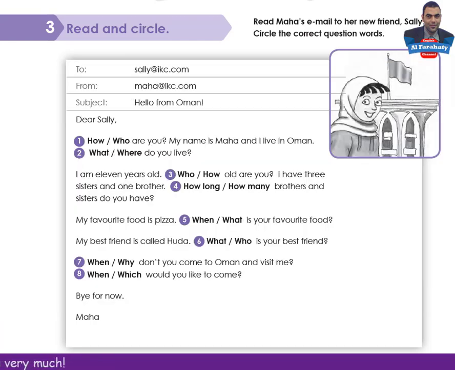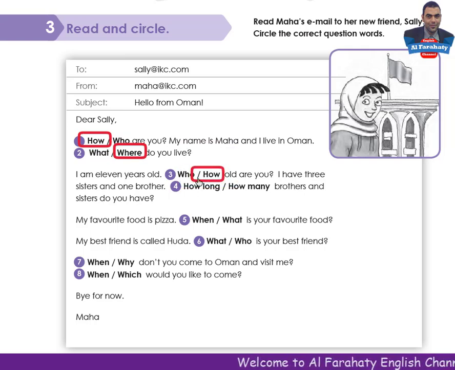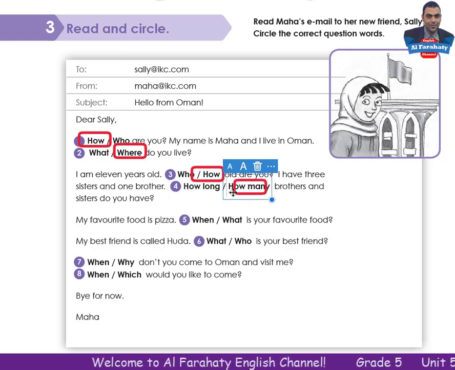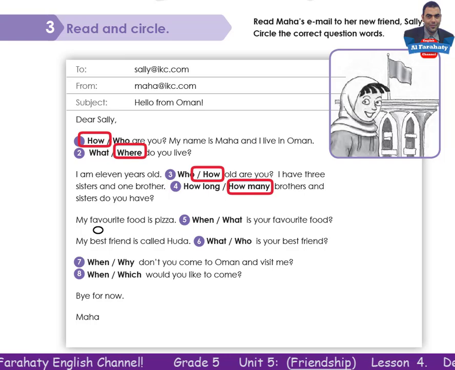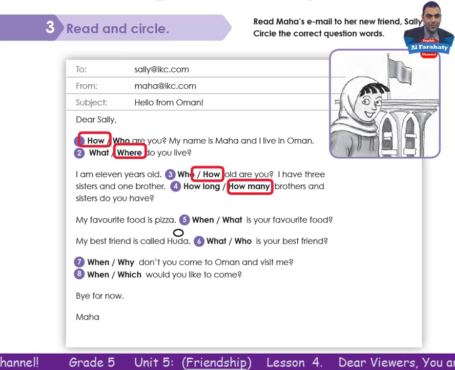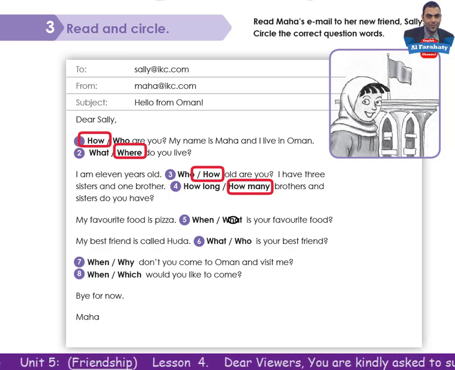Hello again. Let's circle the correct question words. Yes, how are you? Where do you live? I am 11 years old. How old are you? How many brothers and sisters do you have? My favorite food is pizza. What is your favorite food?